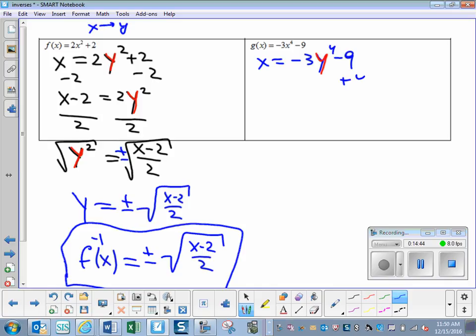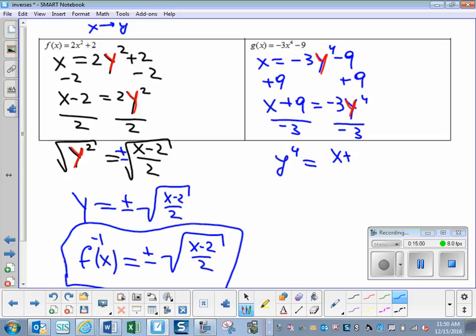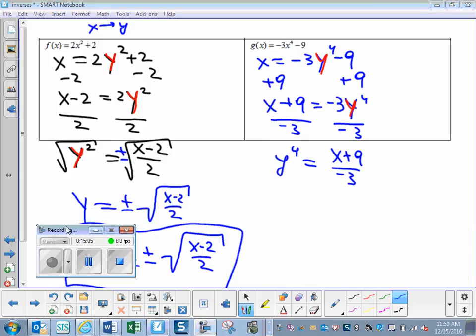So I do plus 9 on both sides. I have x plus 9 equals negative 3y to the power of 4. I'm solving for y, so I divide by negative 3 on both sides, and we are here: x plus 9 over negative 3. Everybody is good to this point, right? So now how do I undo the power of 4?